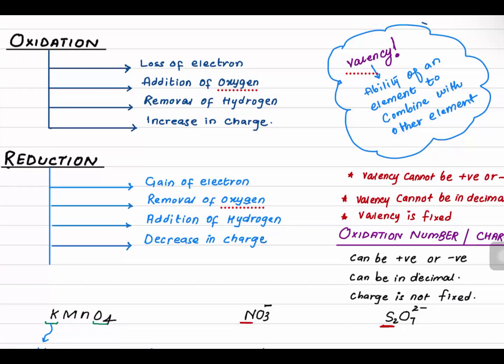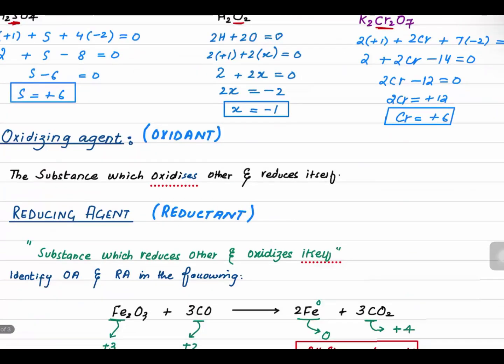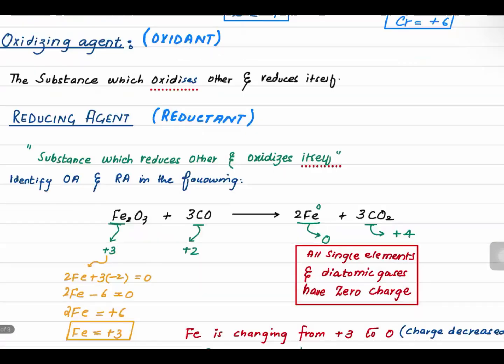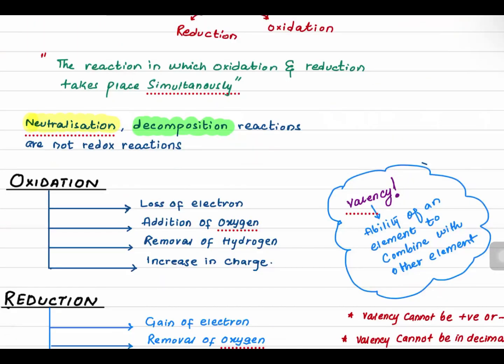And before finding out the charge, you must know some important points. The first point is that the charge for a single free element is zero. I mean to say that this is the single element, free element: magnesium, sodium, calcium, Cl2, Br2, I2, N2, O2, F2, H2. These are the free elements, and diatomic molecules as well. So their charge is zero.